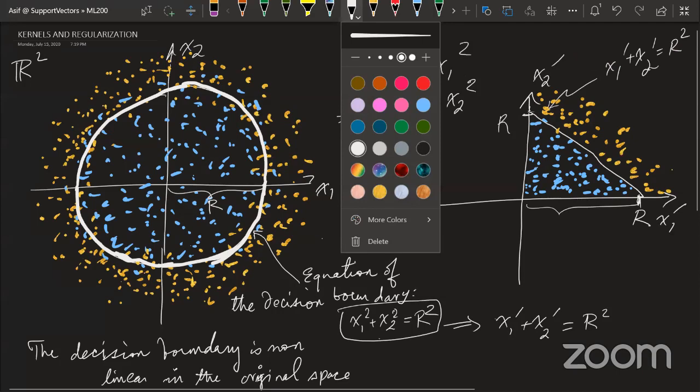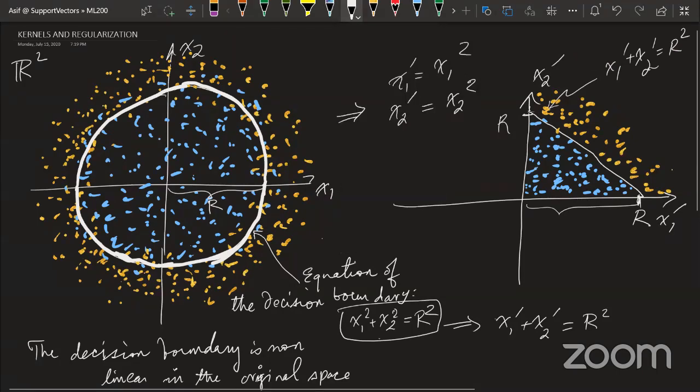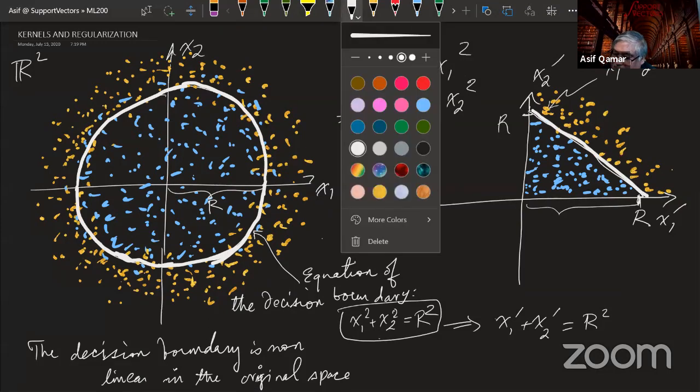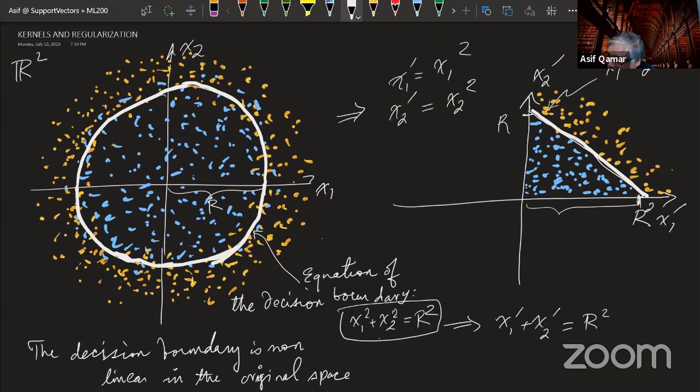This should be R squared, right? Yes, in fact, this is R squared. You are absolutely right. Thank you for pointing out that correction. The correction is R squared.